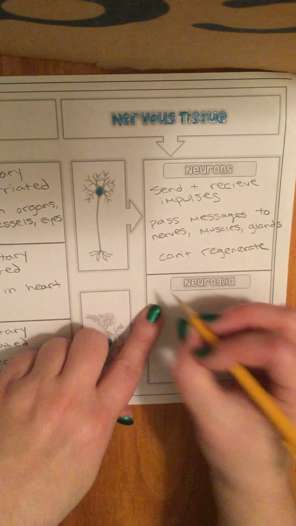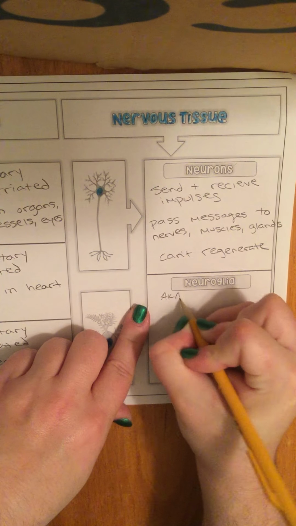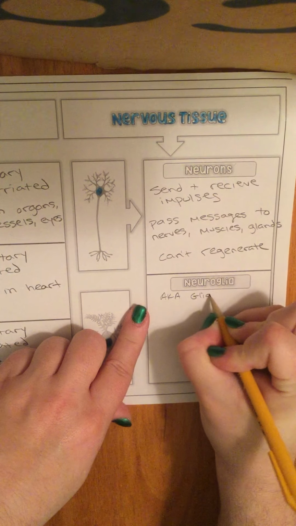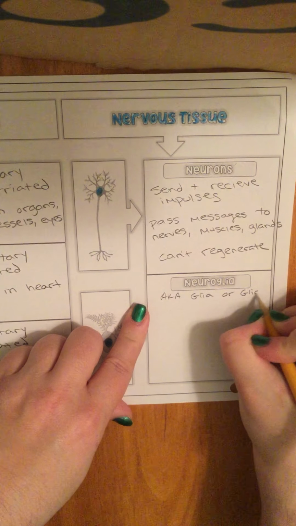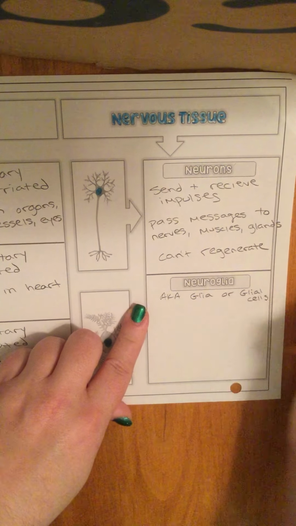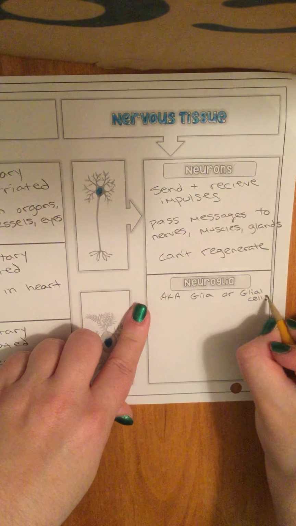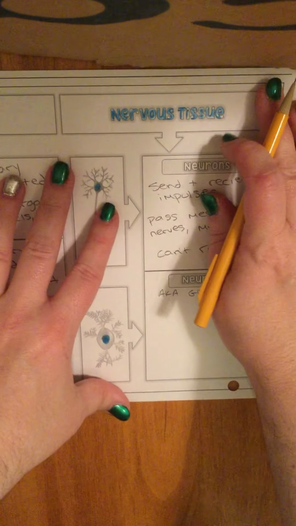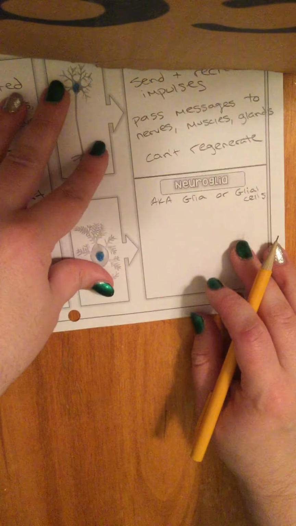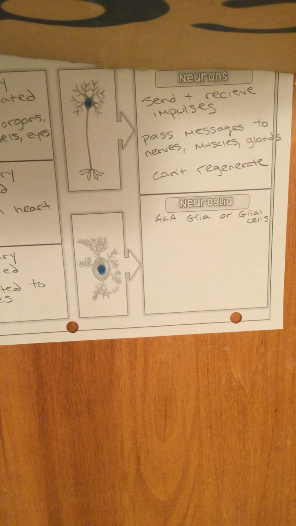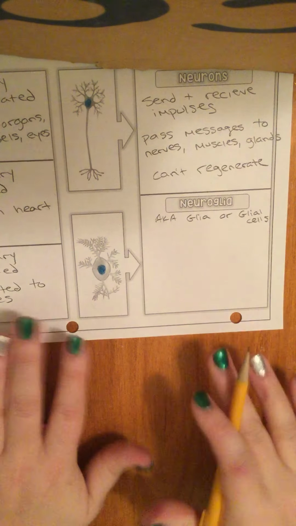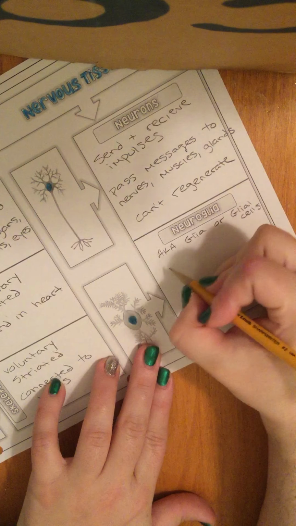Your neuroglia can just be called glia or glial cells. It just kind of depends on where you look. Slide this up here. Neuroglia is about 90% of all your nerve cells. So most of like your brain is actually neuroglia.